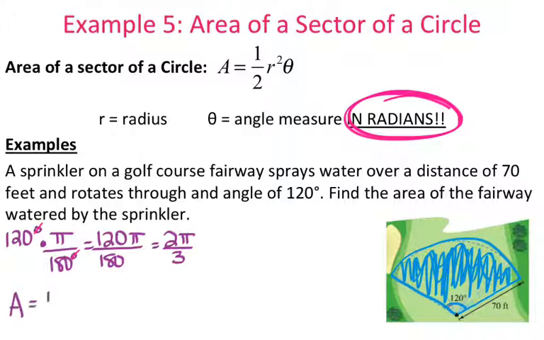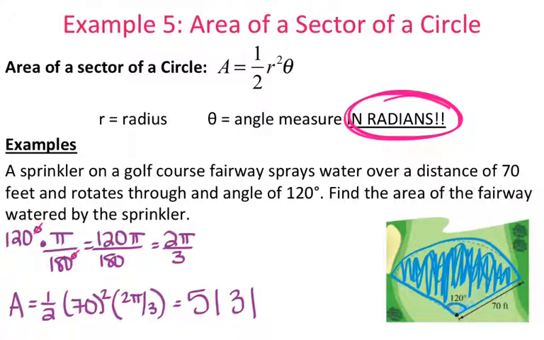So my area is 1/2 times r squared theta. My radius is 70. So 70 squared times theta. And I can take this entire expression and plug it into the calculator. So 1/2, so 0.5, times 70 squared times 2 pi over 3. Again, pi is right above the little exponent key. And that gives me 5,131, what are the units? Feet squared. So that's the area that the sprinkler actually covers.